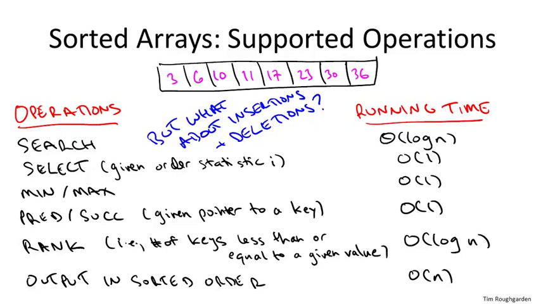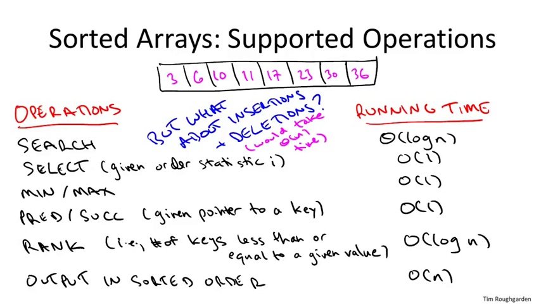Now, of course, it's not that it's impossible to implement insert or delete in a sorted array. It's just that they're going to run way too slow. In general, you have to copy over a linear amount of stuff on an insertion or deletion if you want to maintain the sorted array property. So this linear time performance for insertion and deletion is unacceptable unless you barely ever do those operations.